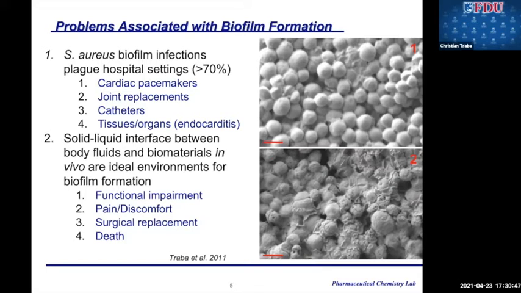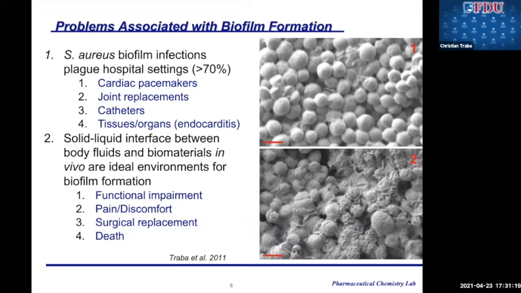S. aureus biofilm infections plague hospital settings and account for more than 70% of all hospital-acquired infections. These infections can form on biomaterials including cardiac pacemakers, joint replacements, catheters, and sometimes even tissues and organs. This is all because the solid-liquid interface between body fluids and biomaterials in vivo are ideal environments for biofilm formation.